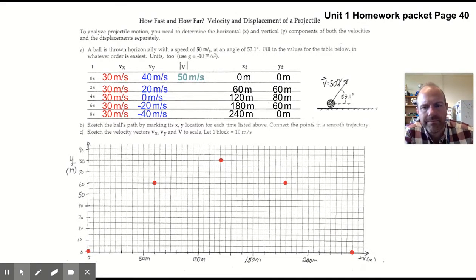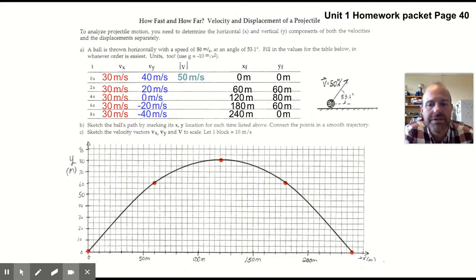So we can trace the path, which is sort of what we would expect from a projectile. We can go a little bit further and start to say, well, what is happening with the velocity at each of those points? Well, we've got 36 meters per second, using the Pythagorean theorem, at 2 seconds, then 30 meters per second at the top because we have only x velocity, 36 again, and then 50.